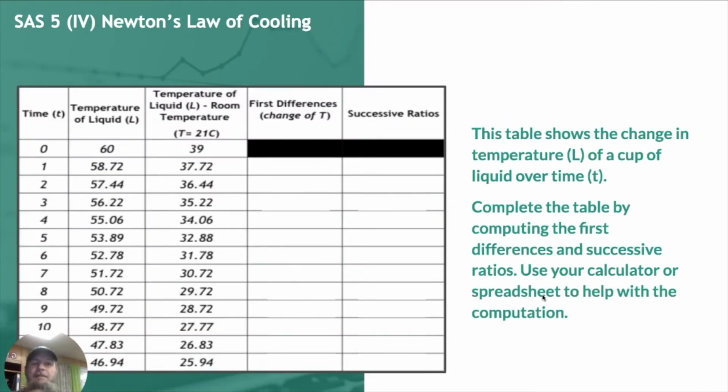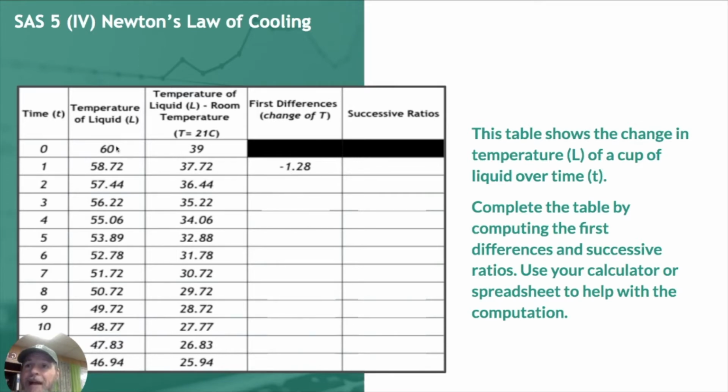All right, so this is a table that shows the change in temperature L of a cup of liquid over time T. We're going to complete this table by computing the first differences and successive ratios. Remember in the last lesson we looked at the successive ratios? So what we're looking at is the comparison of the two differences, and dividing them one after the other to determine things. So the difference between the temperature from 60 to 58.72 is minus 1.28. Temperature went down 1.28 degrees, okay?